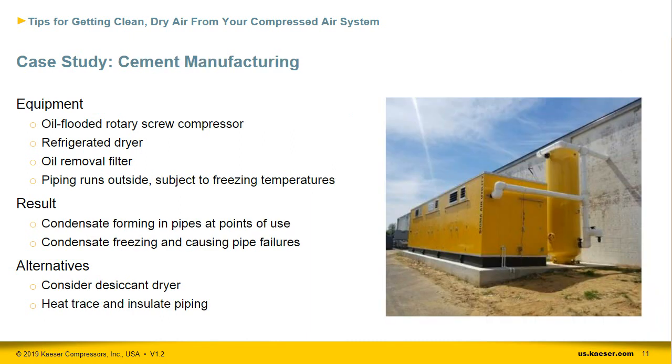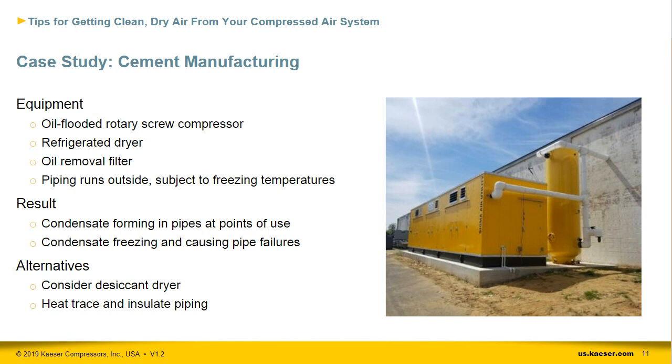Here's another example, and I think it might be fairly clear from the picture how this customer solved the problem or potential problem. Inside the yellow container shown, there was a refrigerated dryer, and that air quality level was specified by the customer. So they didn't need anything very special about the air. It's always good to choose the best and most cost-effective option.